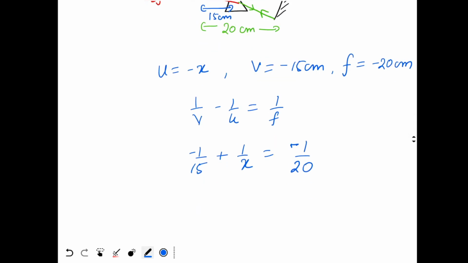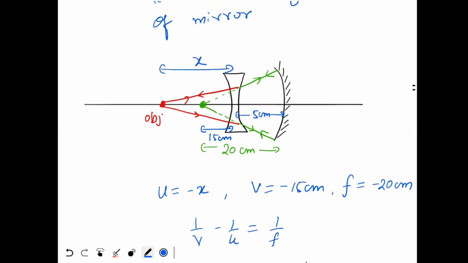So solve this, you will get x equal to 60 centimeter. Okay, so the object should be kept 60 centimeter away from the lens on the opposite side of the mirror.